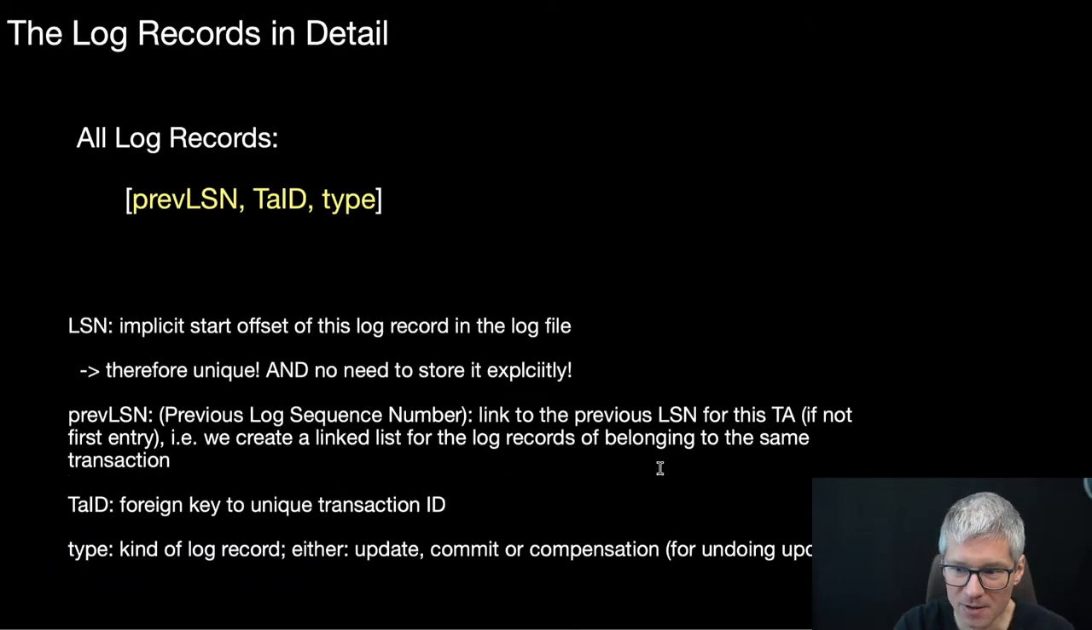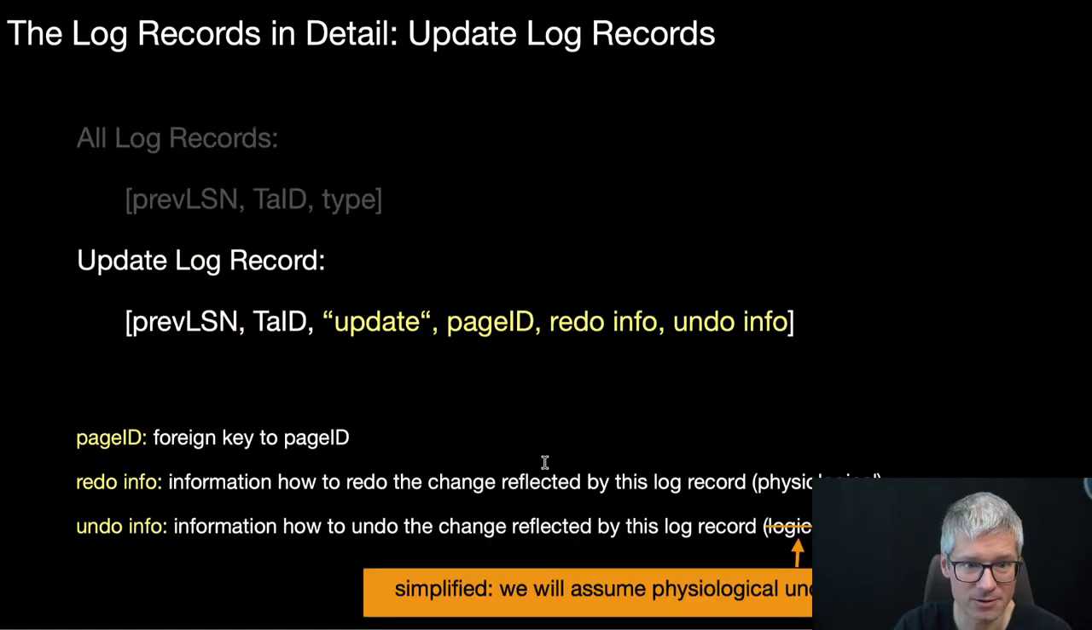Okay, then let's look at the log records. I showed that slide to you already. We have this general format of a log record, as I explained before. The previous LSN is a backward chaining, a linked list to the previous log records. I have a slightly simplified explanation of ARIES here. We will have three different types of log records. Let's start with the update log record.